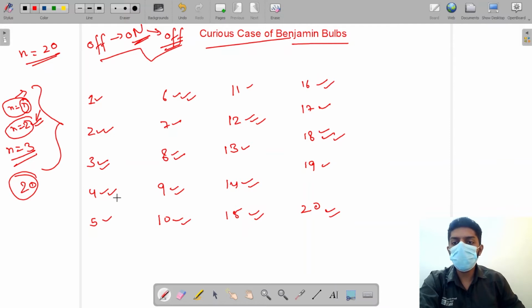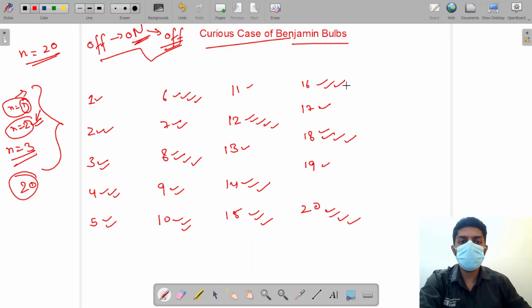For n equal to 4, 4, 8, 12, 16, and 20 will be toggled. For n equal to 5, 5, 10, 15, and 20 are toggled. For n equal to 6, 6, 12, 18 are toggled. For n equal to 7, 7 and 14 are toggled. For n equal to 8, 8 and 16 are toggled. For n equal to 9, 9 and 18 are toggled. For n equal to 10, 10 and 20 are toggled.